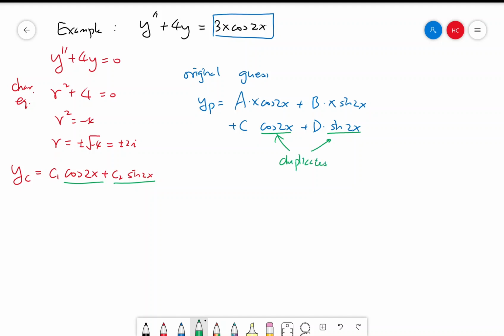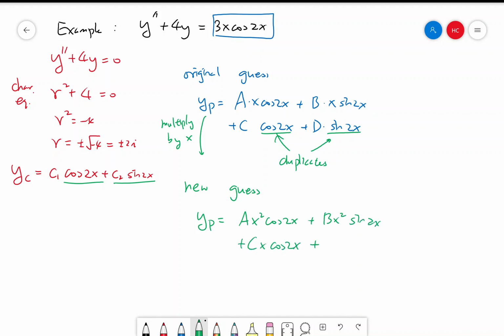And we cannot let that happen, so what we do instead is multiply this by x. So the new guess is yp equals ax squared cosine 2x plus bx squared times sine 2x plus cx times cosine 2x plus dx times sine 2x. All right.